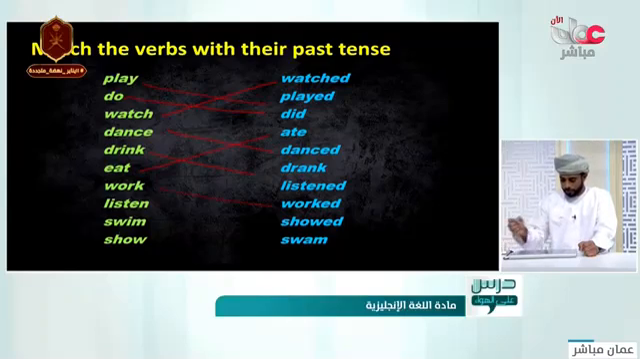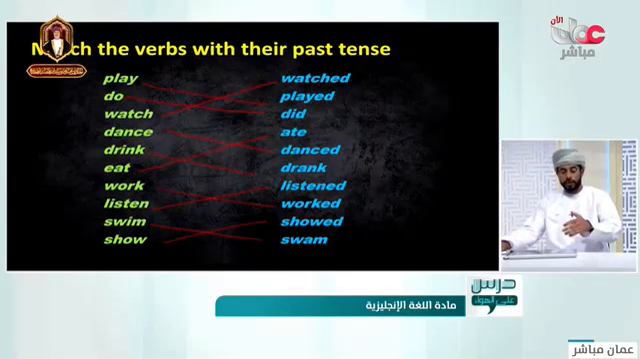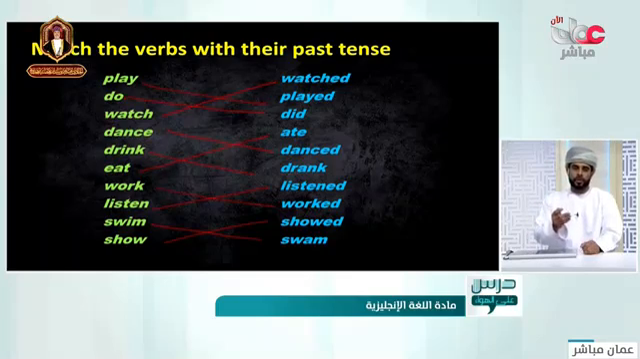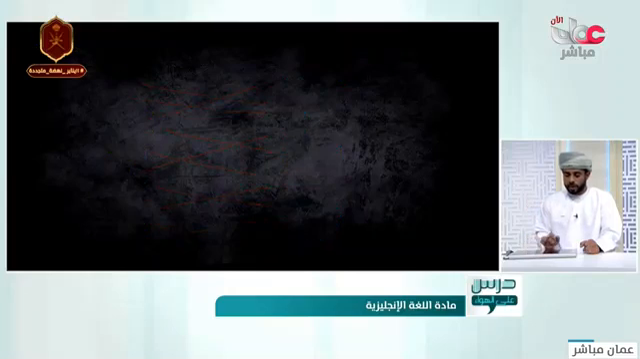Listen, listened. Swim, swam. And the last one, show, showed. Very nice. It seems that it is clear for you right now, and you have noticed something. Some irregular verbs have a different shape, even different writing, when you transfer them from present to past. Others, you just add ed to them. How to add ed to them?